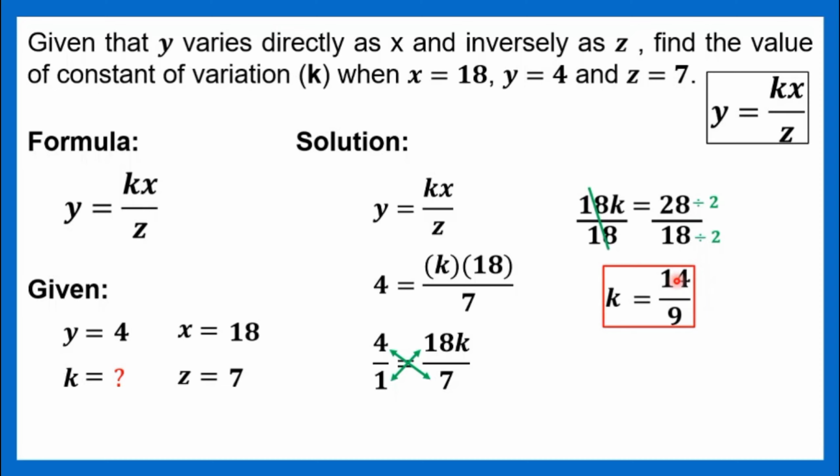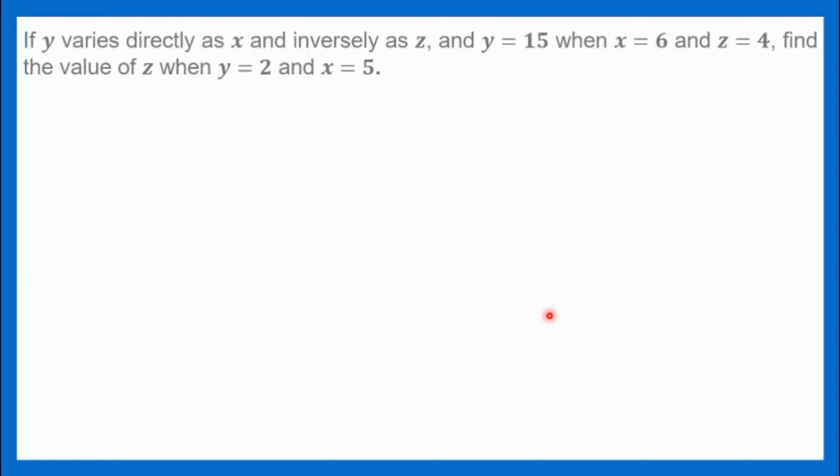Now, if ever na ang sagot niyo ay mixed, so ito yung magiging sagot. Wait lang. That's 1 and 5/9. Again, kung ang naging sagot mo ay mixed, dapat 1 and 5/9 ang final answer. Ayan. Alright? Sige, let's have another problem na pwede nyo ma-encounter in solving combined variation.